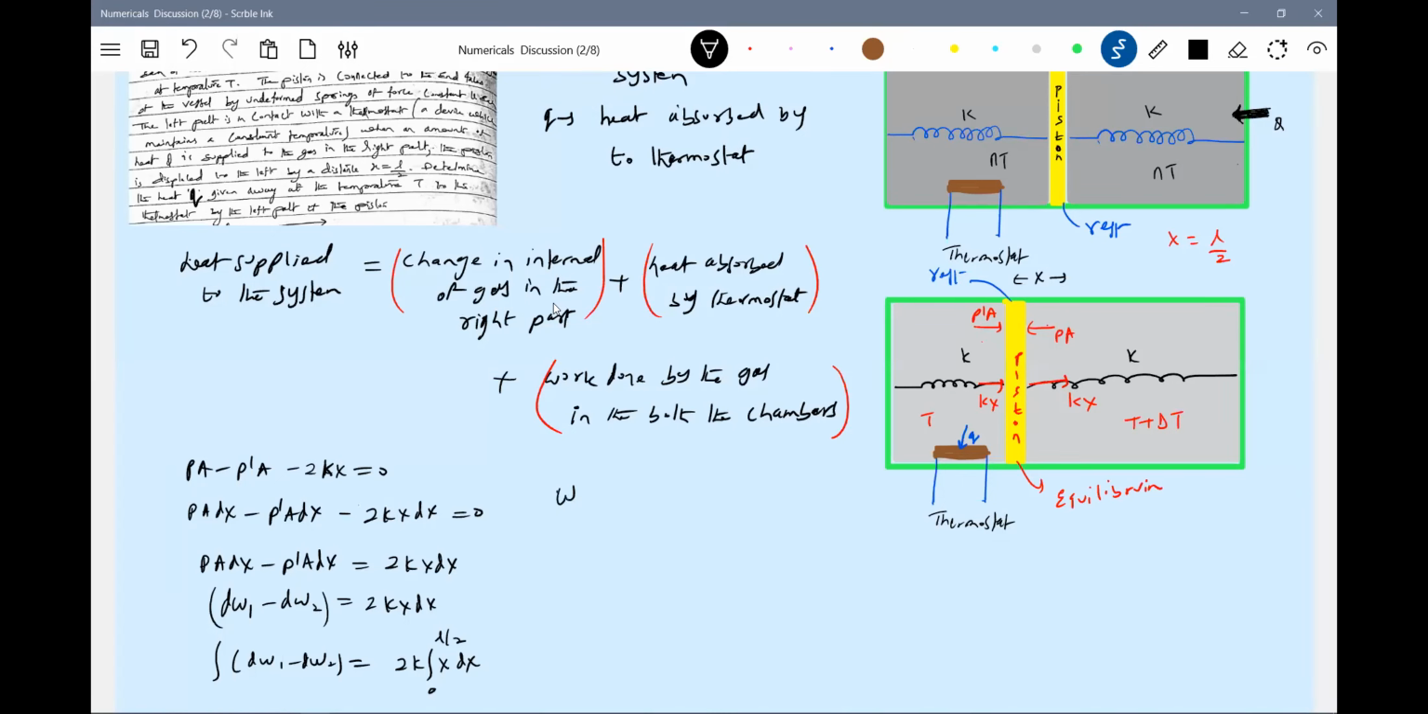So what do we get? Net work done by the gas is equal to 2k x square by 2, or this will become kL square by 4. Net work done by the gas is this. Hope everyone is able to understand this part. This will be, I think, the most troublesome, I feel.